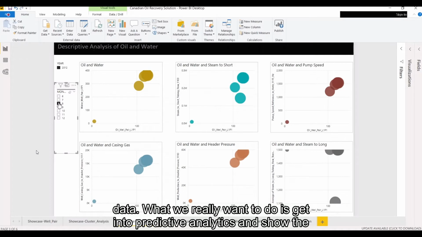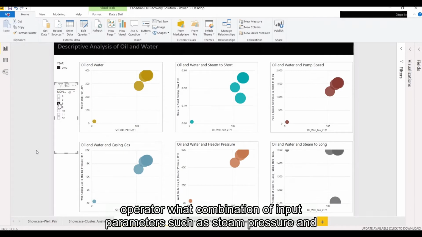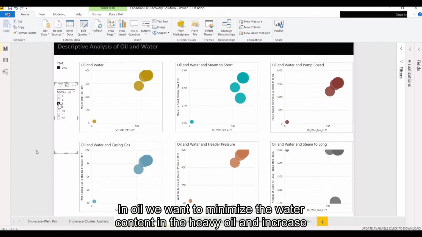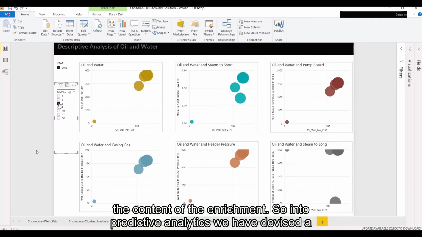That displays the descriptive analysis of oil production data. What we really want to do is get into predictive analytics and show the operator what combination of input parameters such as steam, pressure, and oil are likely to lead to maximum oil production and minimum water production. In oil, we want to minimize the water content in the heavy oil and increase the content of the bitumen.